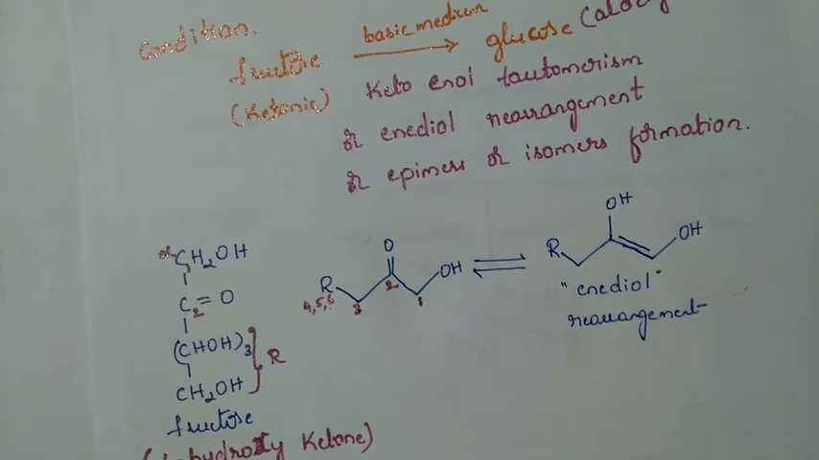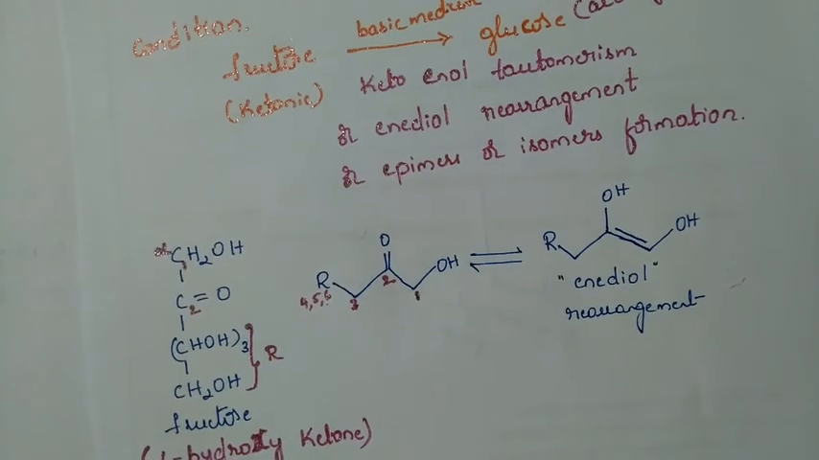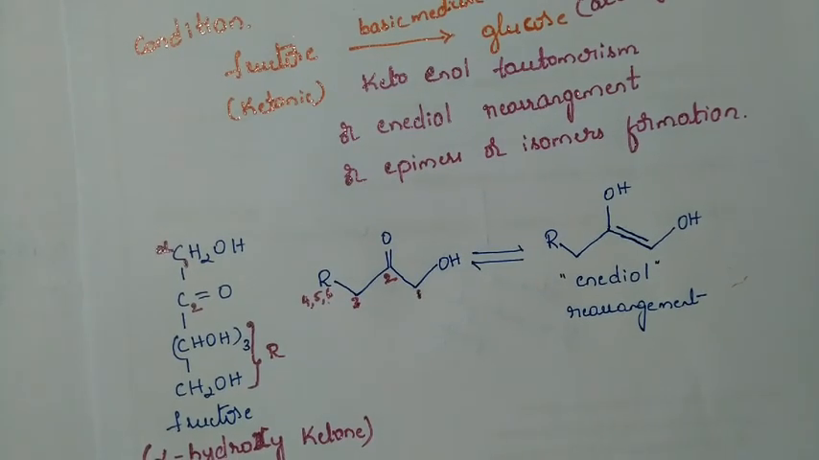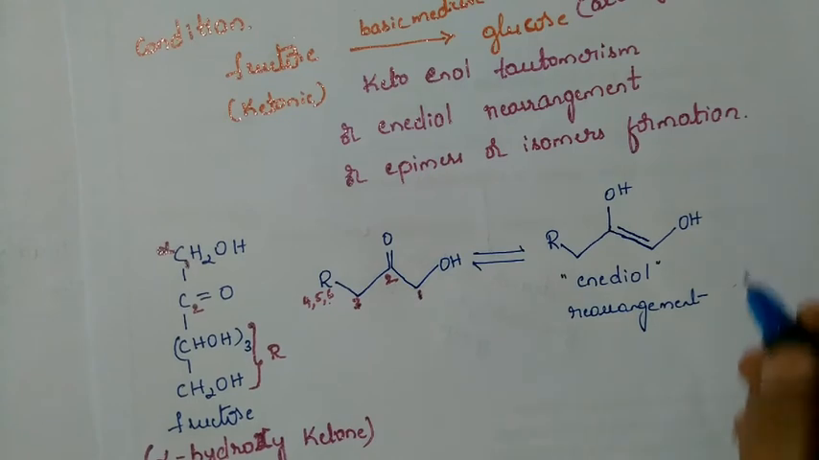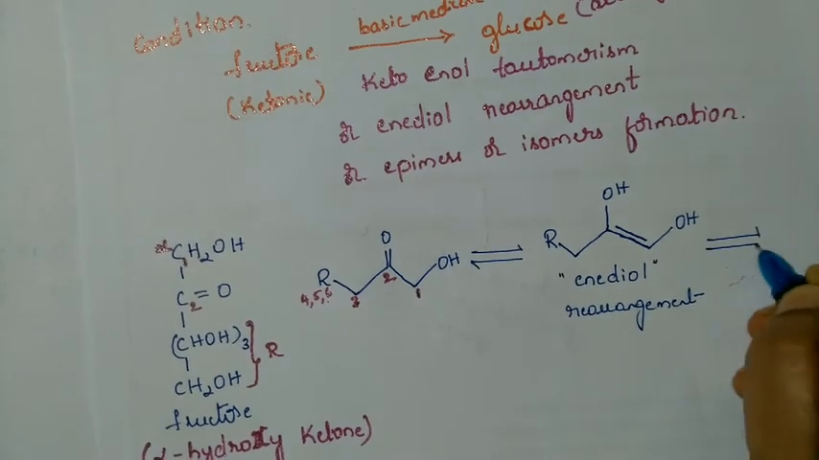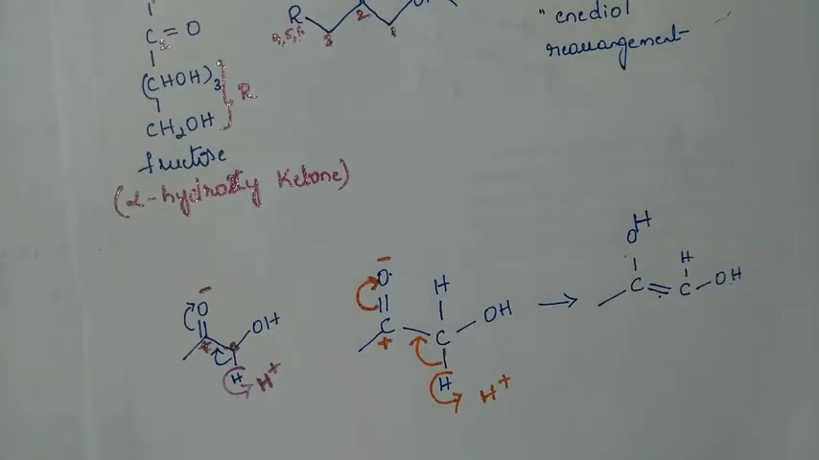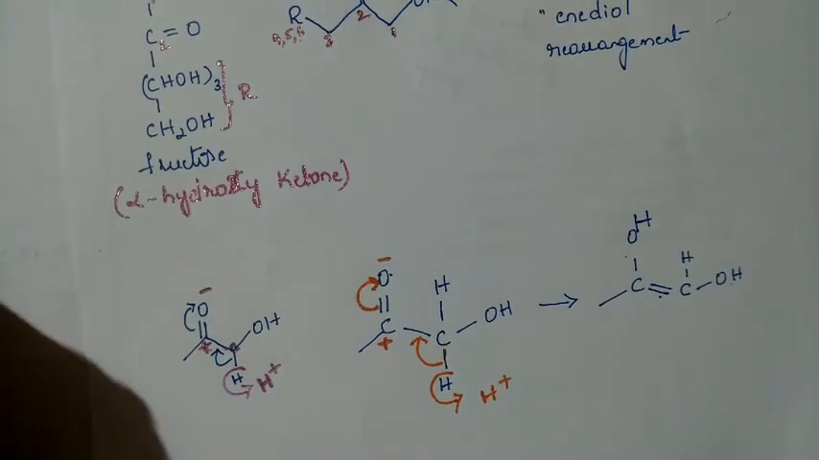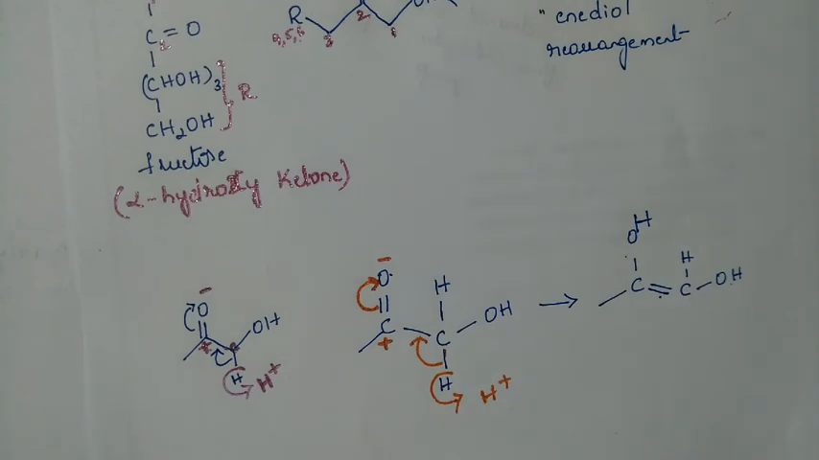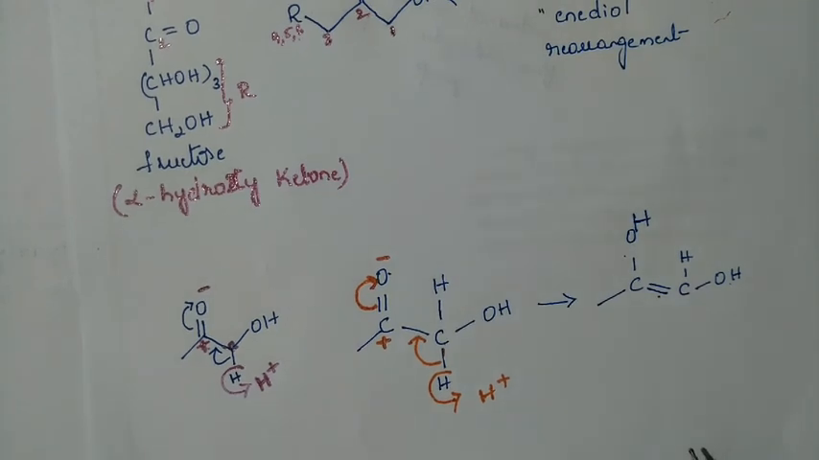Enediol rearrangement. This again undergoes a rearrangement to form an alpha hydroxyaldehyde. So how it undergoes a rearrangement, we shall see. Next, after enediol rearrangement, further, protonation is going to happen to either carbon.